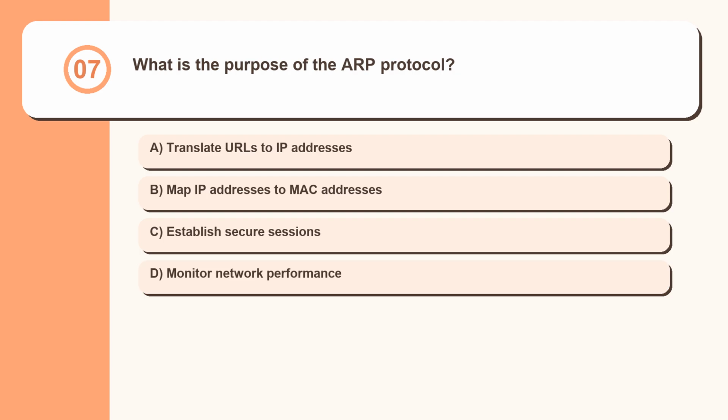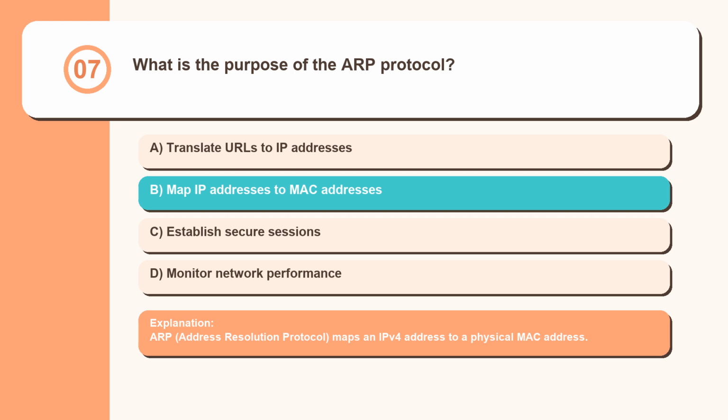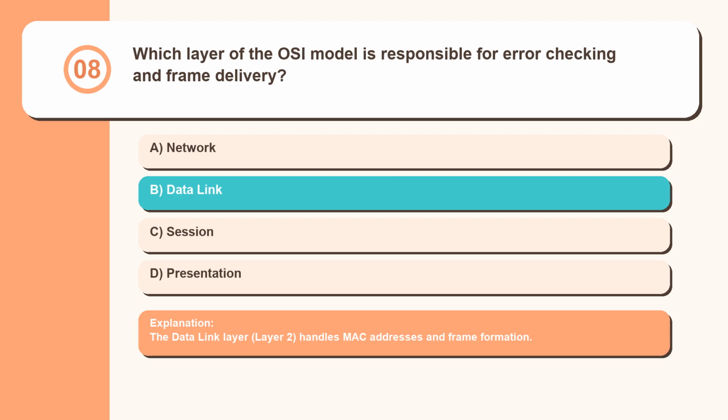Question 7. What is the purpose of the ARP protocol? Translate URLs to IP addresses, map IP addresses to MAC addresses, establish secure sessions, monitor network performance. ARP, Address Resolution Protocol, maps an IPv4 address to a physical MAC address. Question 8. Which layer of the OSI model is responsible for error checking and frame delivery? Network, data link, session, presentation. The data link layer, layer 2, handles MAC addresses and frame formation.